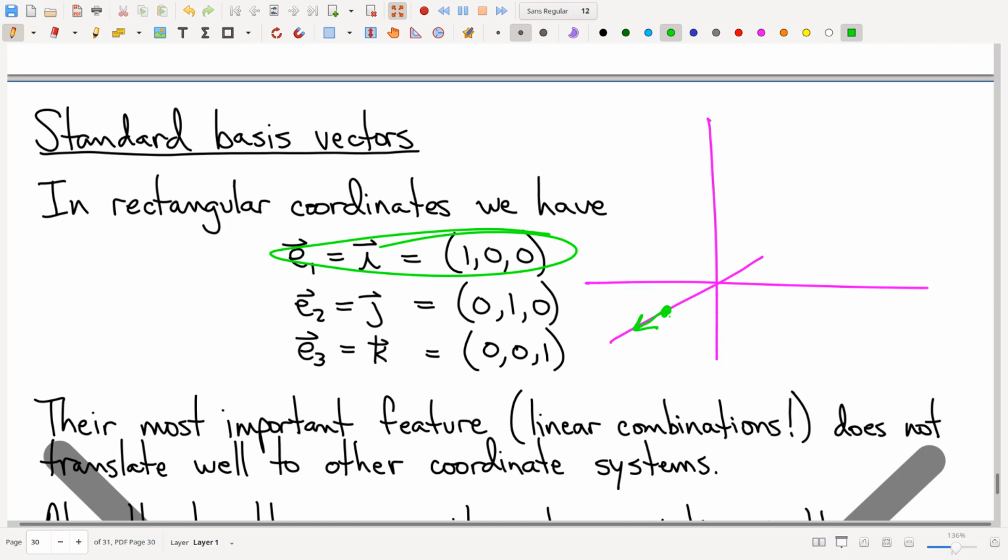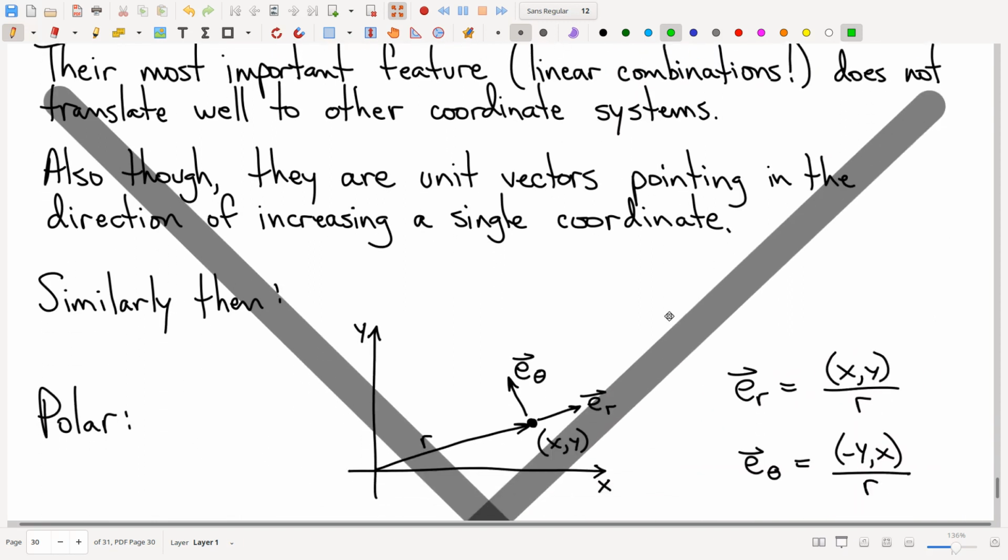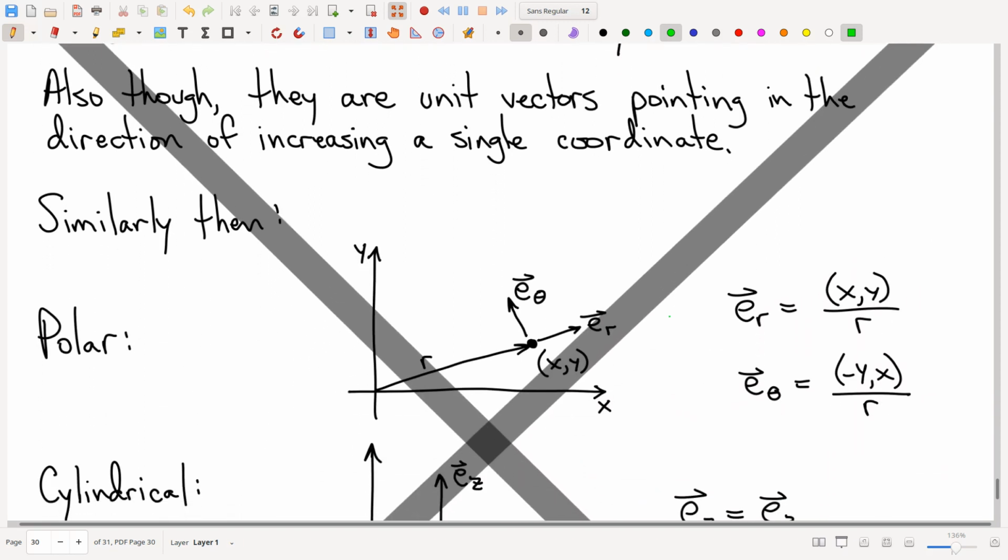Okay. Well, you can do something along those same lines in, let's say, polar coordinates. If I'm sitting at this point right here, and I ask which direction is the unit vector where r is increasing but theta stays constant? Well, it's that direction right there, and with a little bit of vector geometry, you can persuade yourself that that's the formula.